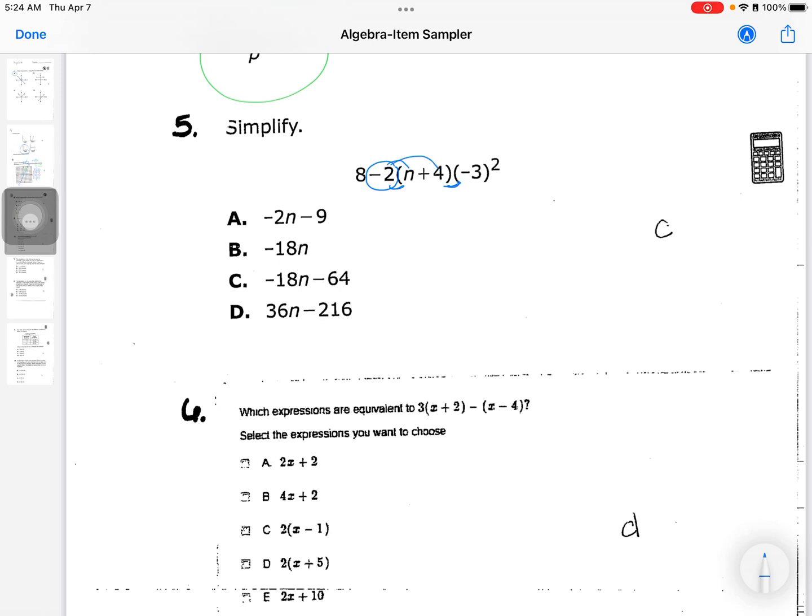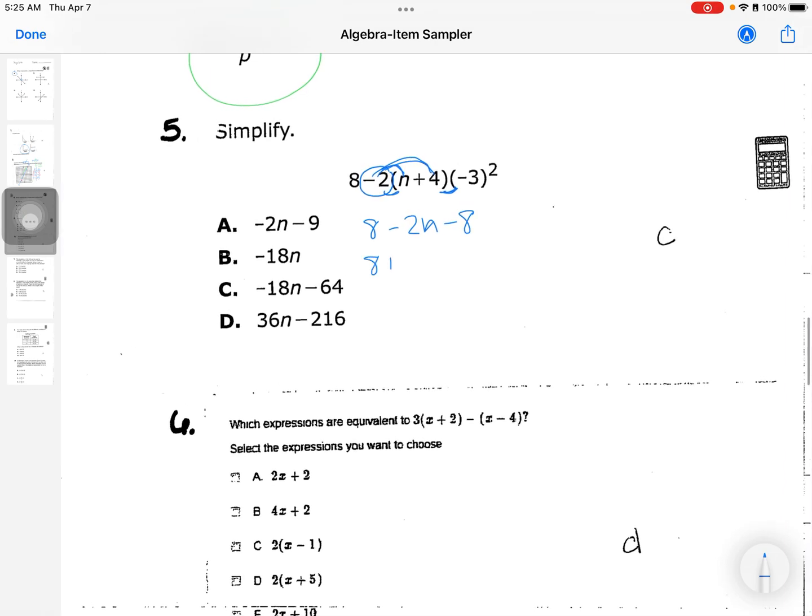So I'm going to have 8. And negative 2 times n would be a negative 2n. And then negative 2 times a positive 4 would be a negative 8. And then I'd have all of that. And I'm actually going to write this as like 8 plus a negative 2n minus 8, because all of this still is being multiplied by negative 3 to the second power.